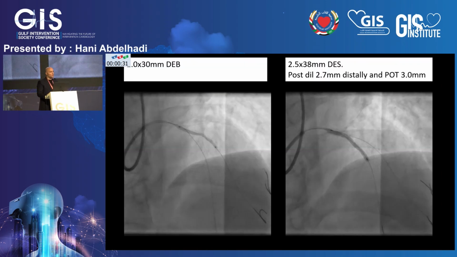So what I actually did was I treated the diagonal with a DEB. I took a 2 millimeter DEB at a nominal pressure. I didn't go excessive because this calcific area could potentially dissect, and I didn't want to cause a flow limiting dissection. And then we treated the LAD with a 2538 stent, post-dilated just proximal to the edge with a 275, and then used a 3.0 for a POT. I didn't even recross, and I didn't do a kiss.